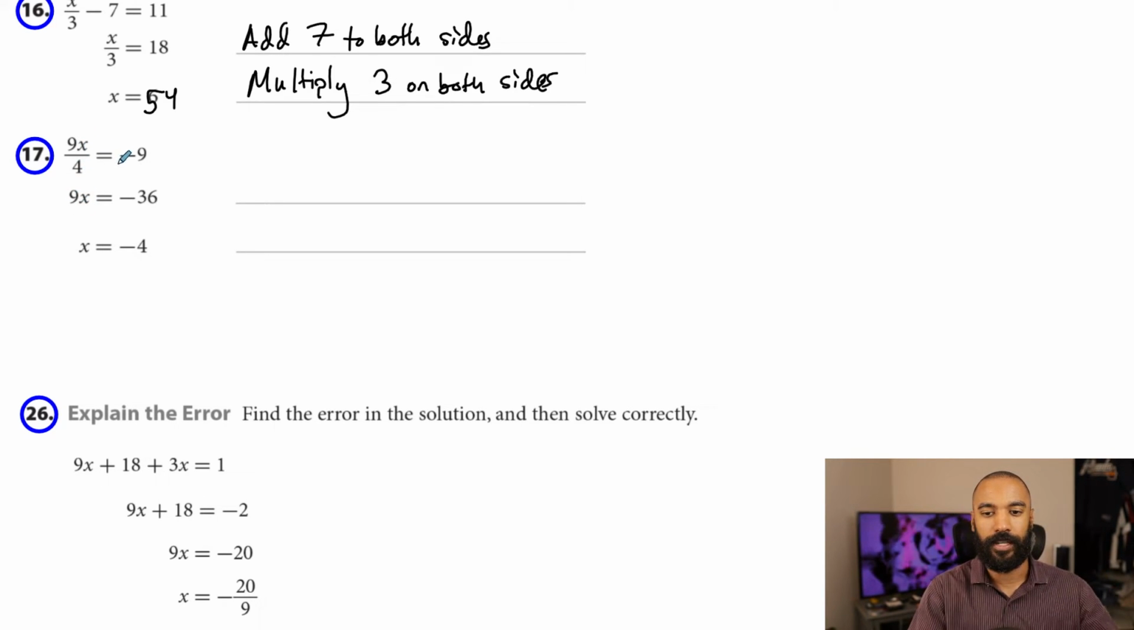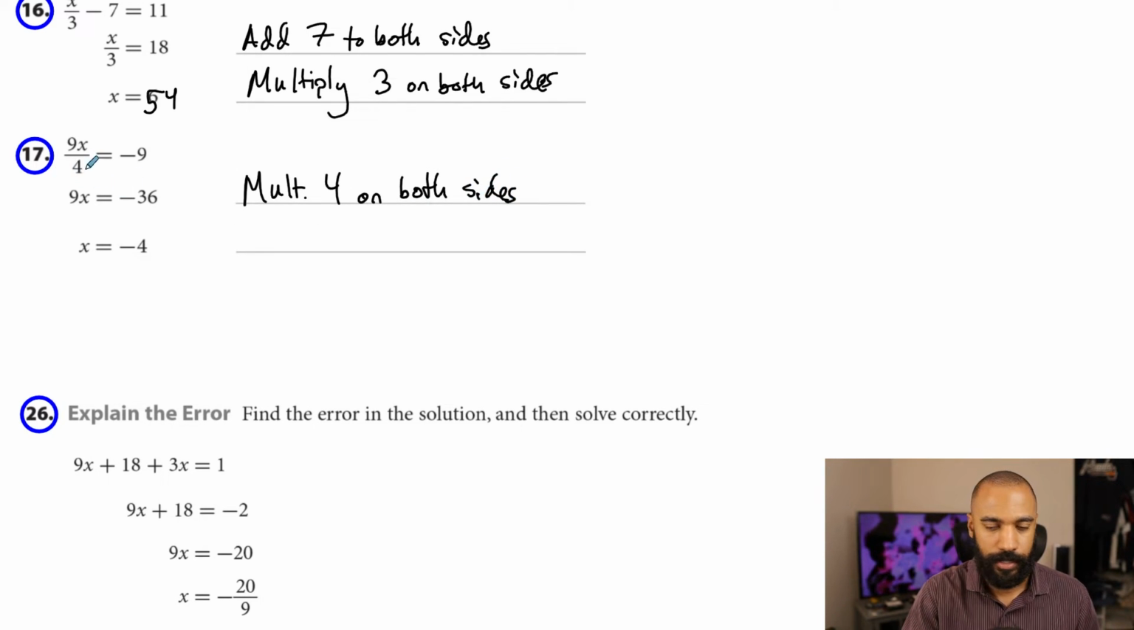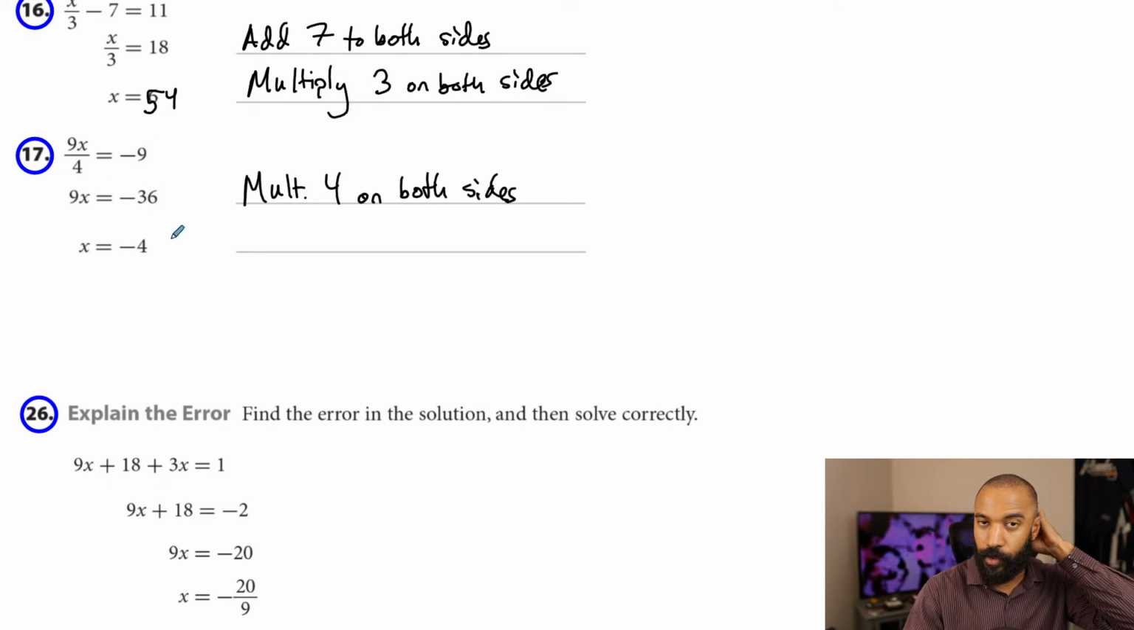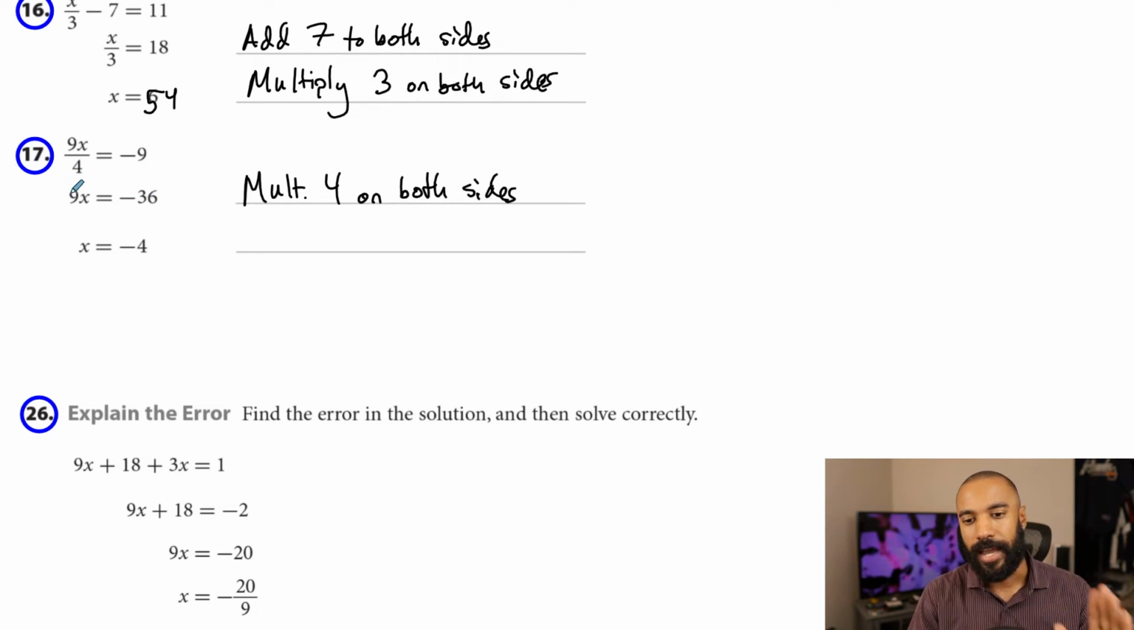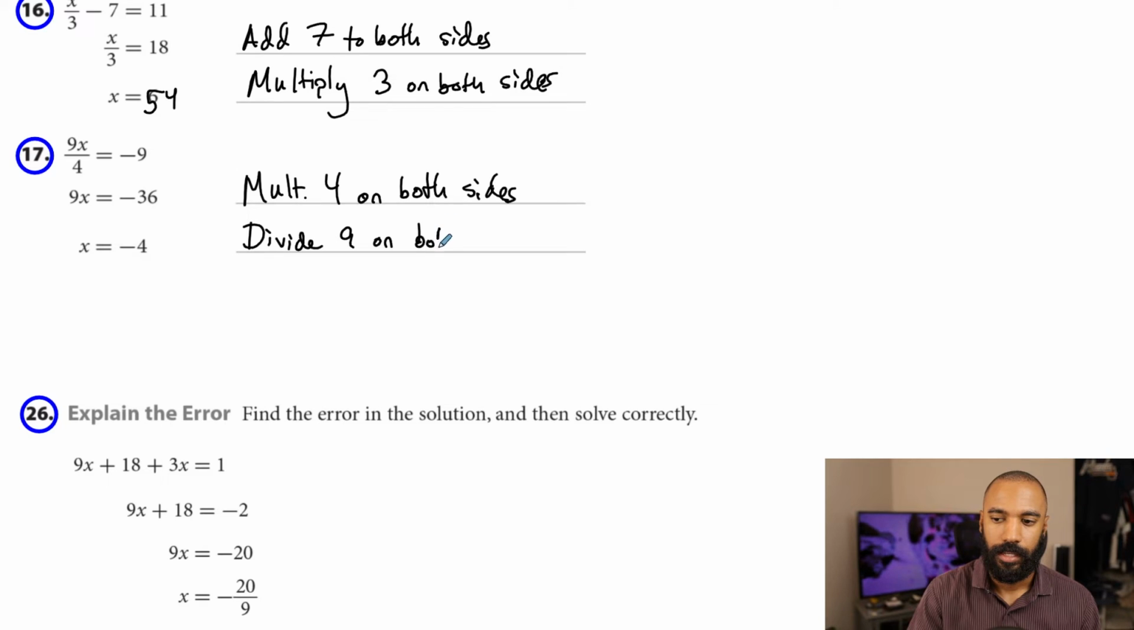Well, if you divide something by 4 to get negative 9, then let's multiply by 4 to figure out what that number previously was. Times 4 on this side, times 4 on that side. That's called the multiplication property of equality. We'll multiply 4 on both sides. That cancels the 4 down here, leaving 9x. Negative 9 times 4 is negative 36. 9 times x equals negative 36. Divide both sides by 9. Division property of equality. Divide 9 on both sides. You're left with x equals negative 4.